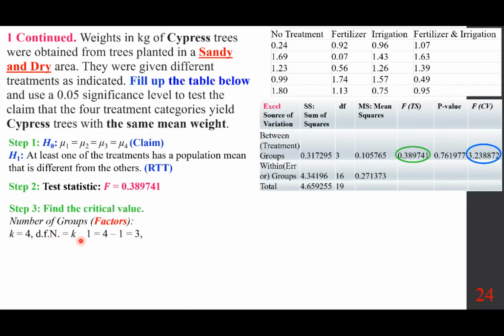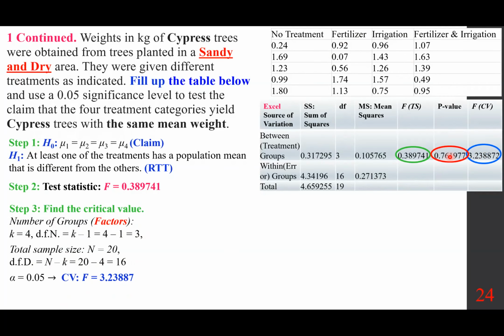Degrees of freedom of the numerator is k minus 1, 4 minus 1, which is 3. And degrees of freedom of the denominator is n minus k, or 16. From the table, we get the same answer, with a lot more decimals when it comes to technology. And we can also see the p-value.